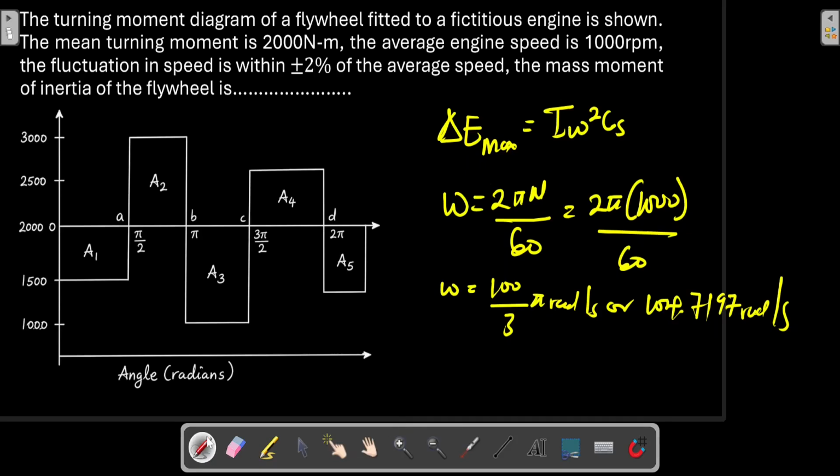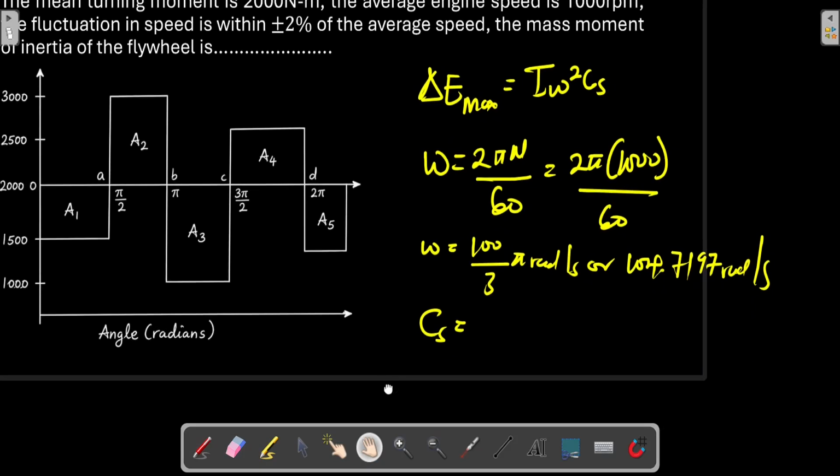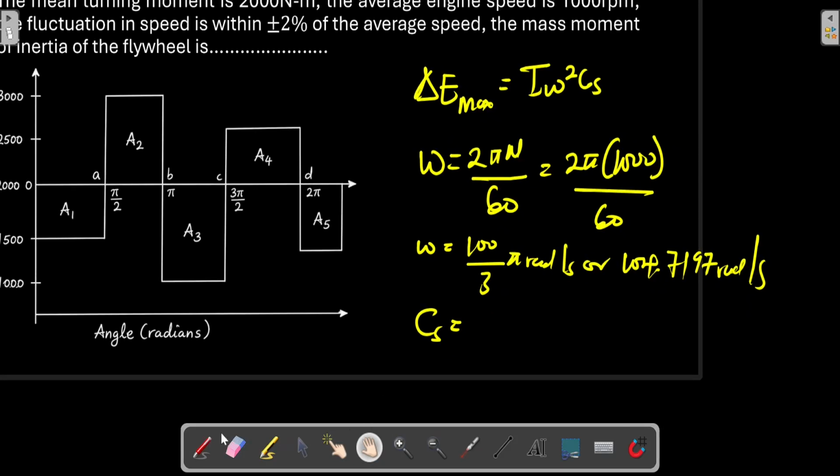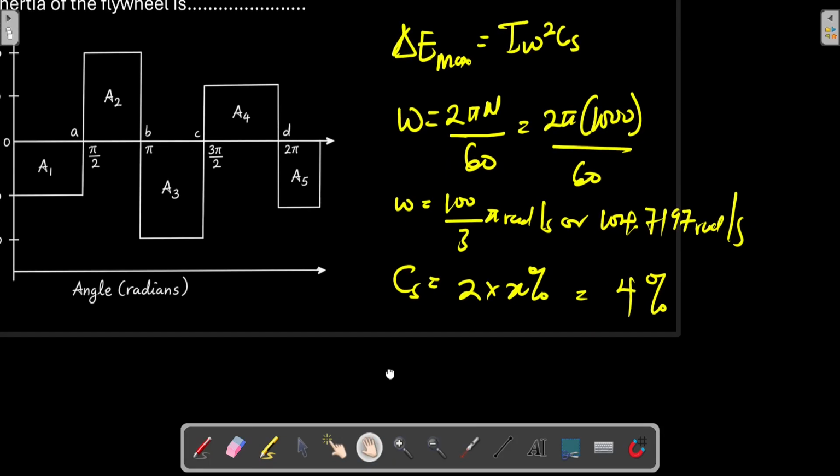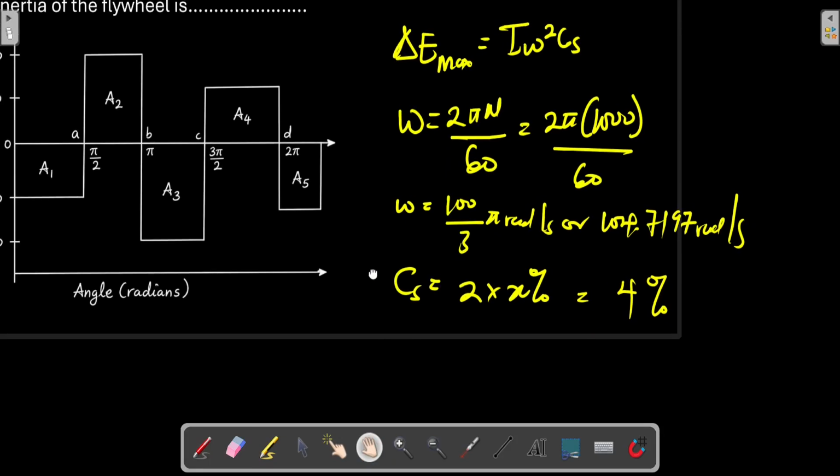That is it. So here, when you are given such a range, then your CS, your total fluctuation in speed, will just be 2 times X percent, if X is the range of speed fluctuation given. That is it. So here we are going to have 4%. That's it. So I think we have every single data penned down.